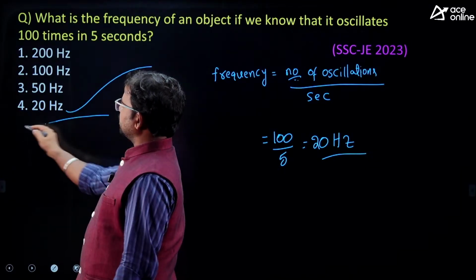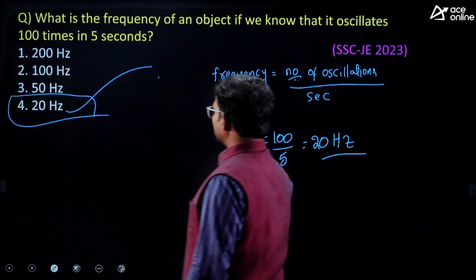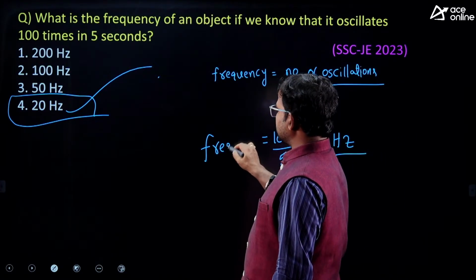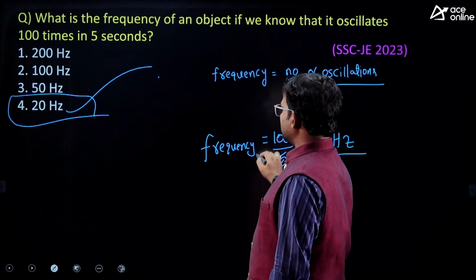So that's why option D is the correct one only. Option D is the correct one only. So this is the frequency of the given data.